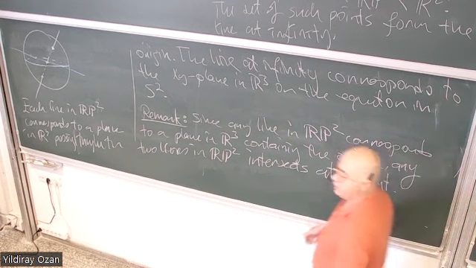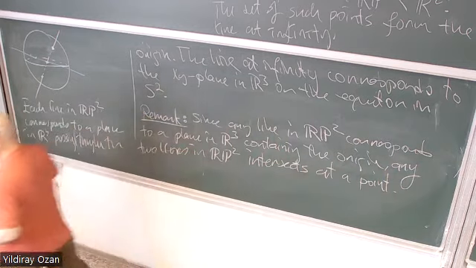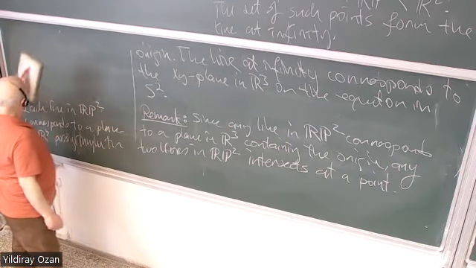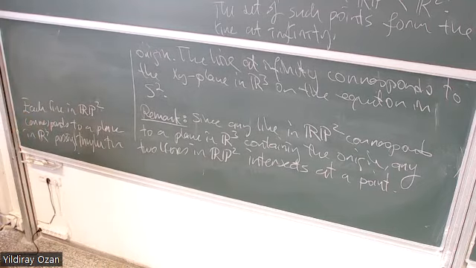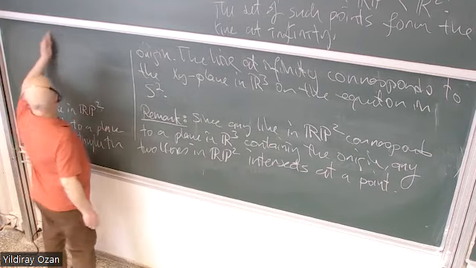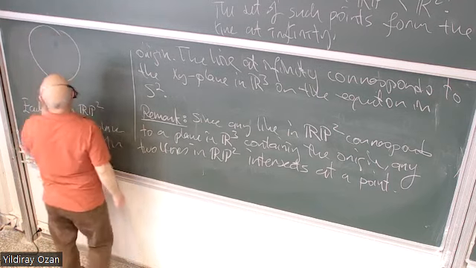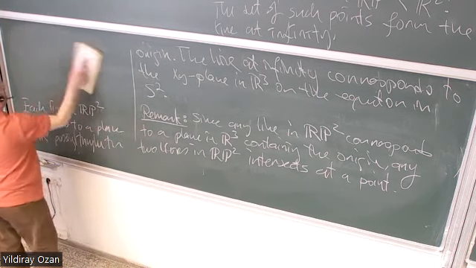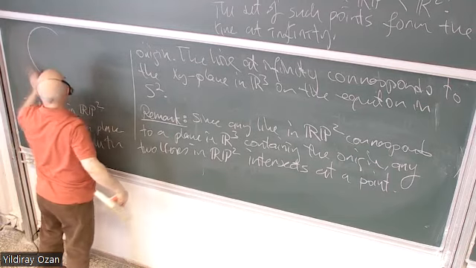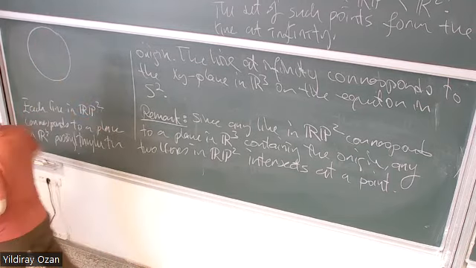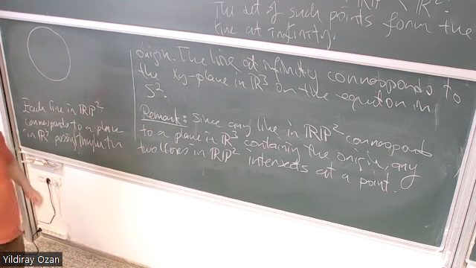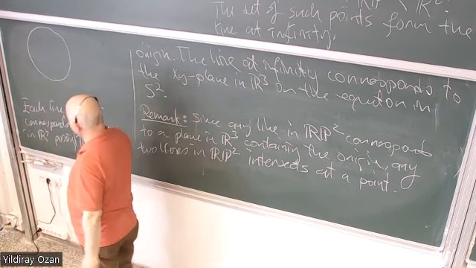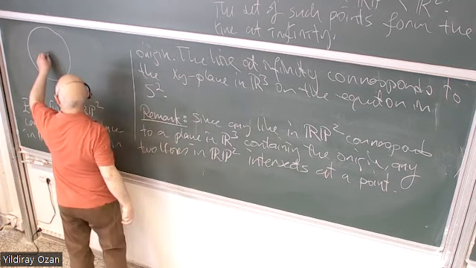Neden? İki tane line alın. Take two lines in RP2. Lines in RP2 correspond to planes in R3 passing through the origin. So I take two planes in R3 passing through the origin.